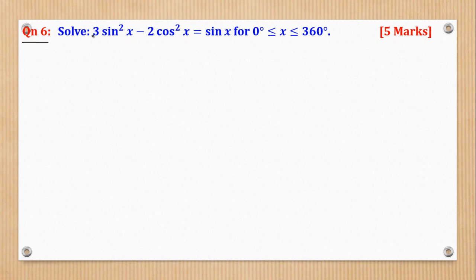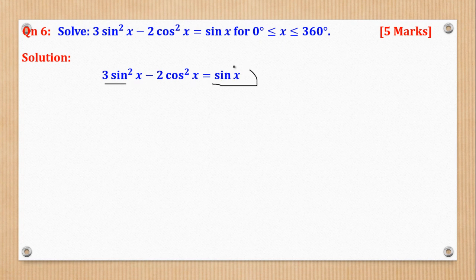Then question 6 came from trigonometry. It says solve the equation this for values of x ranging from 0 to 360. So first you need to realize that we have to express in terms of one ratio. So here the base is sine because we already have sine here which doesn't have a power, so you have to change this in terms of sine. We already know that sine squared x plus cos squared x is equal to 1, meaning that cos squared x is the same as 1 minus sine squared x.